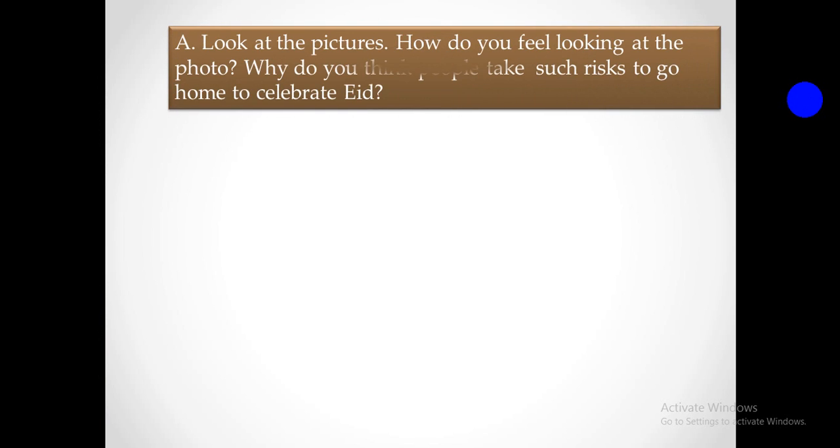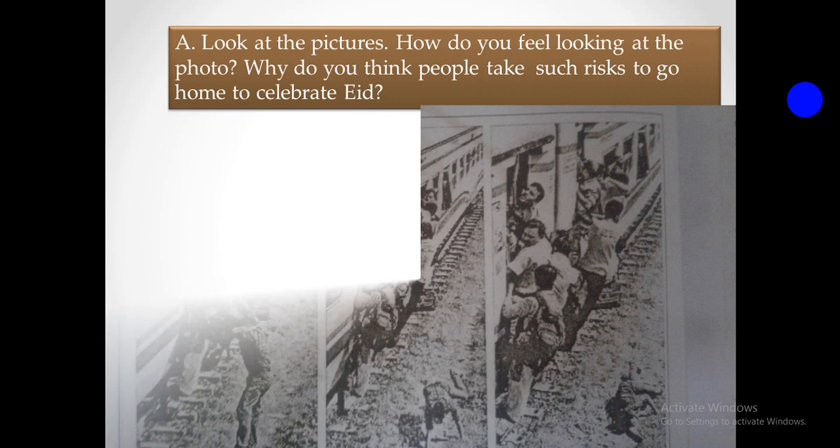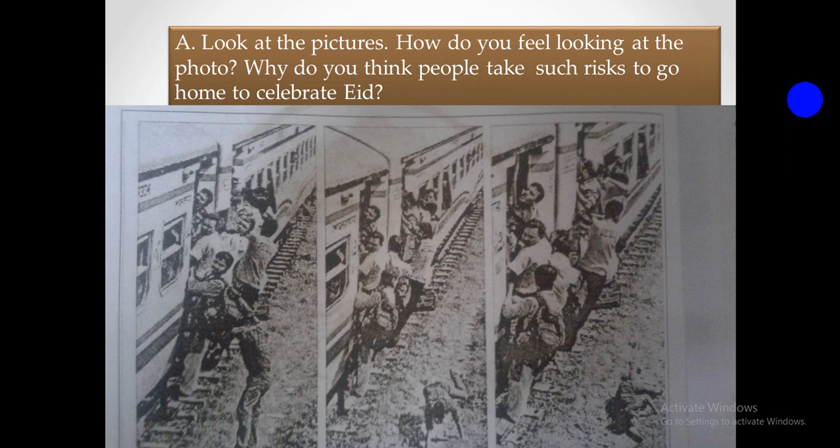Now let's move to activity A. Can you see the pictures? Yes. There are some questions based on the pictures. Can you answer them? Yes. What do you see in the pictures? People are traveling by trains, taking serious risk.